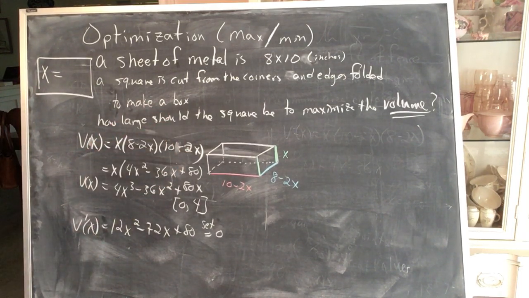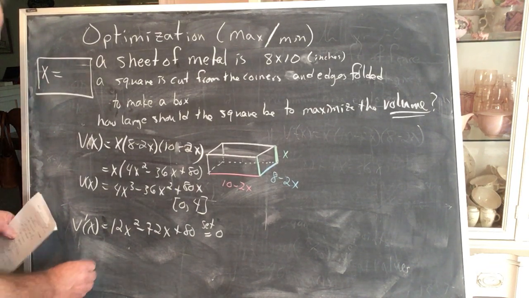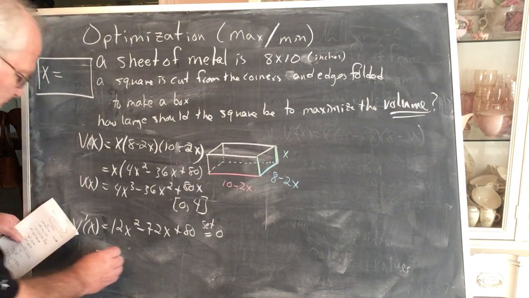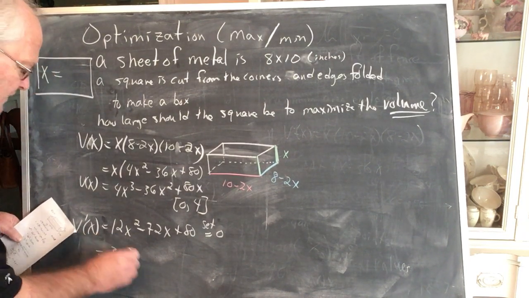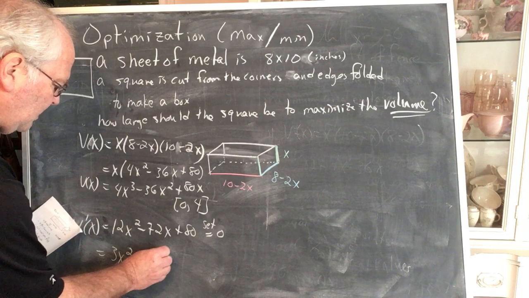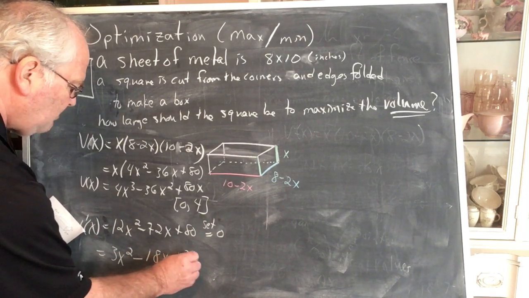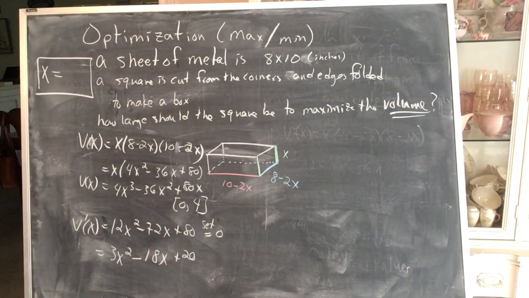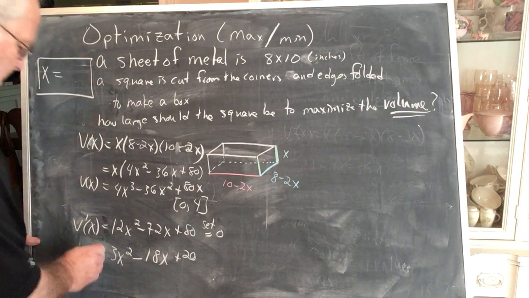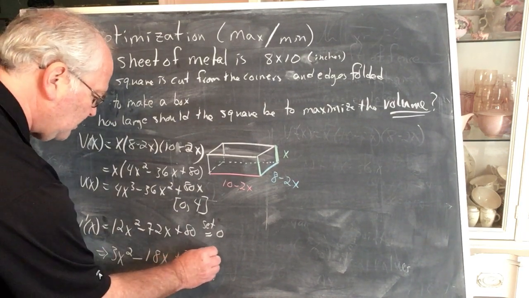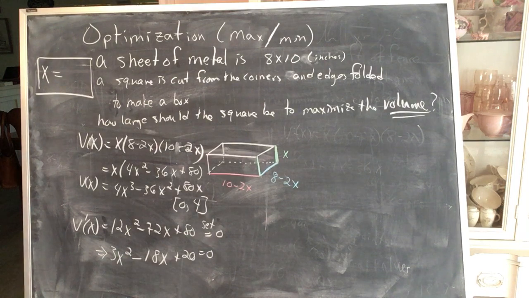And if you simplify that out, the derivative simplifies to give us (3x squared minus 18x plus 20), after dividing everything by 4. And we need to have that set to 0. That implies this is equal to 0. And to solve this, I believe we need to use the quadratic formula.